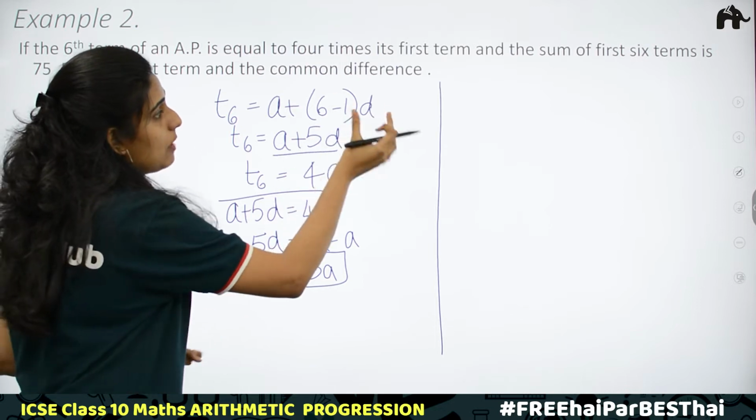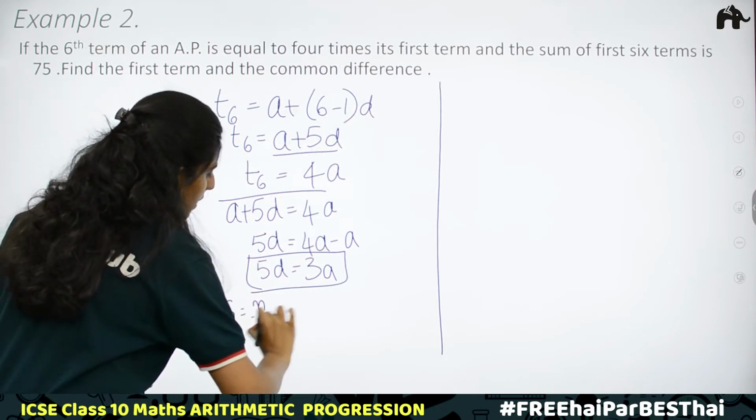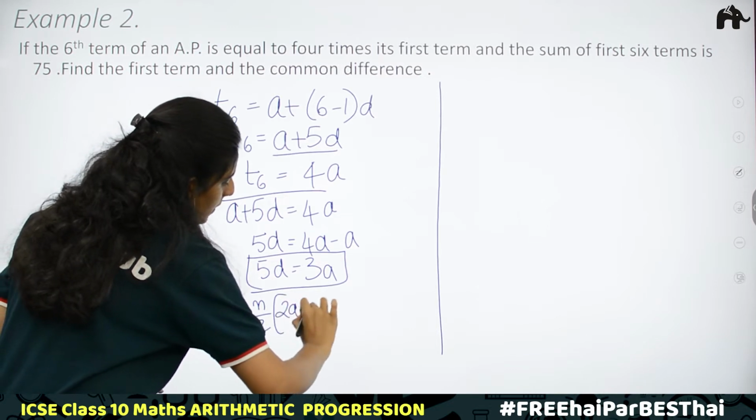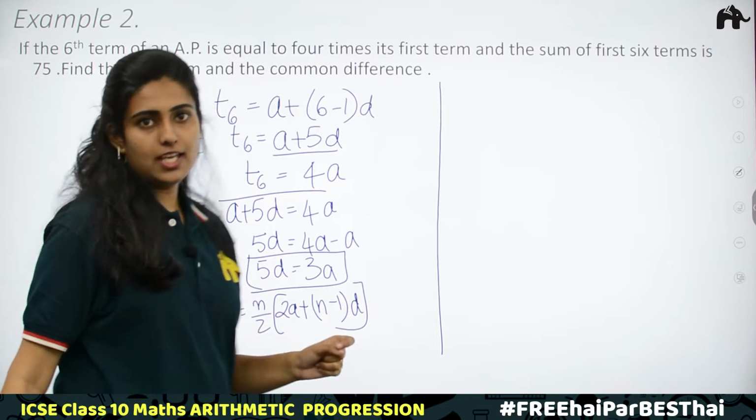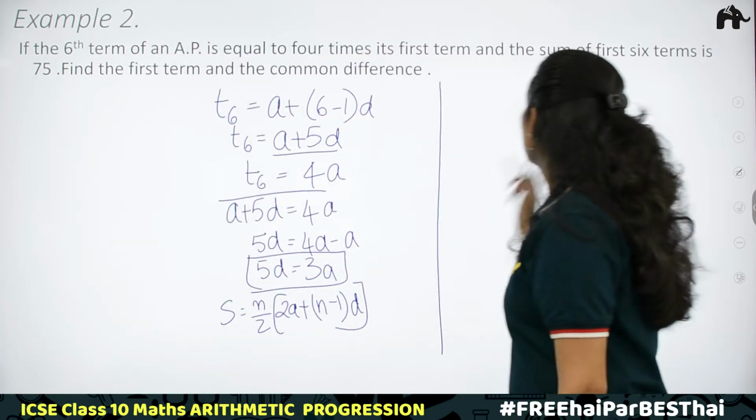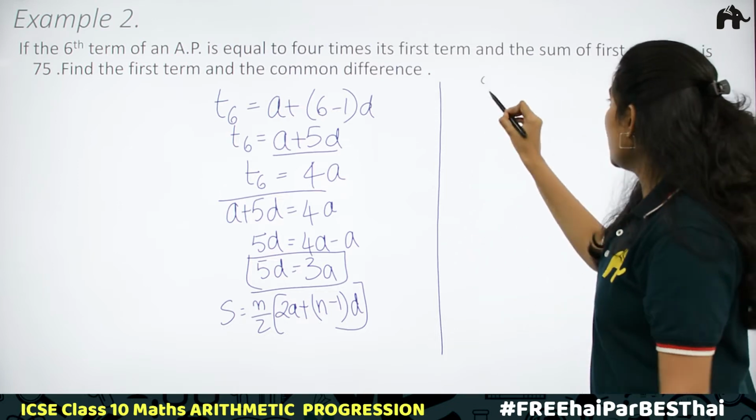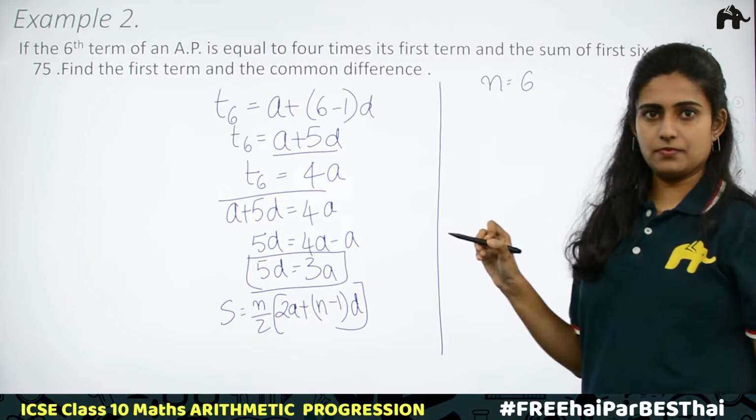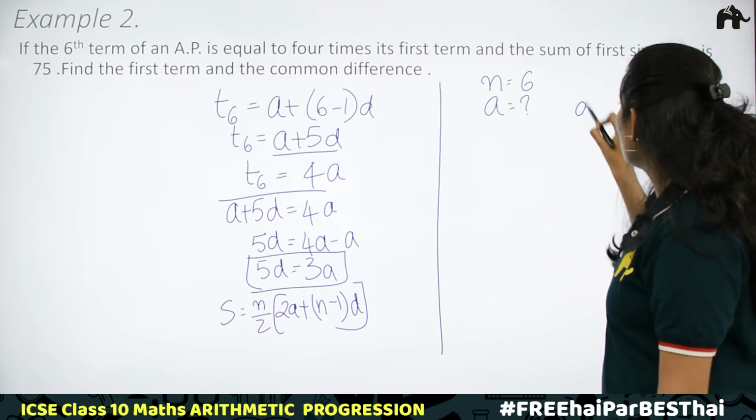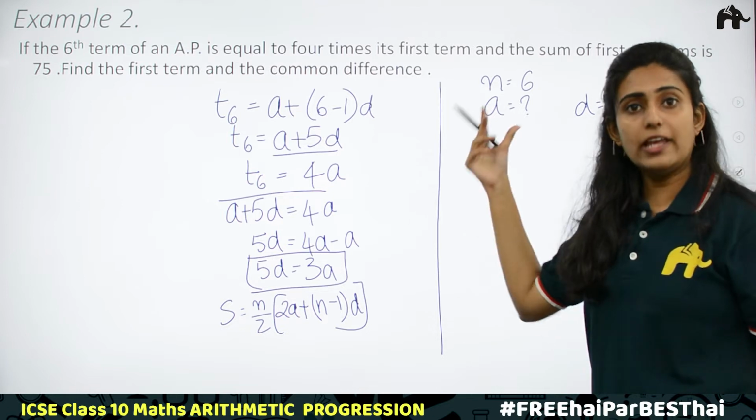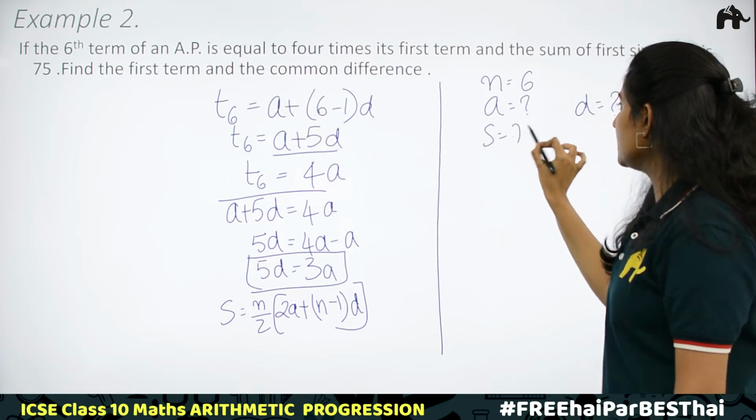Now the second one, the sum of the first 6 terms. We know the sum S is equal to n by 2 into 2a plus n minus 1 into d. Okay, here what is given? It is only given that the sum of the first 6 terms, which means n is equal to 6. We don't know what a is. We don't know what d is. We just know n. Sum is also given. Sum is 75. S is equal to 75.